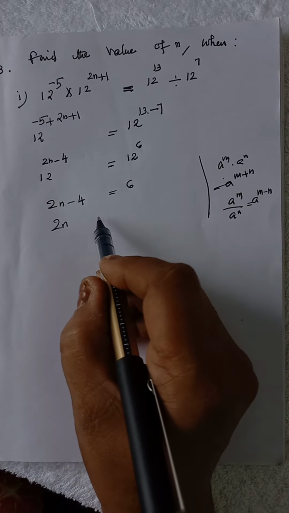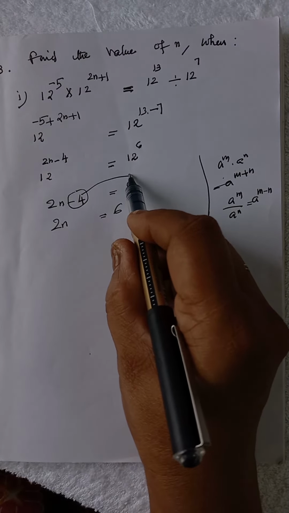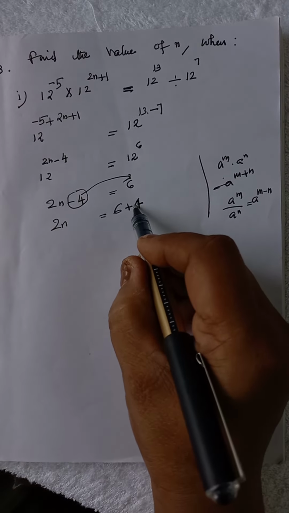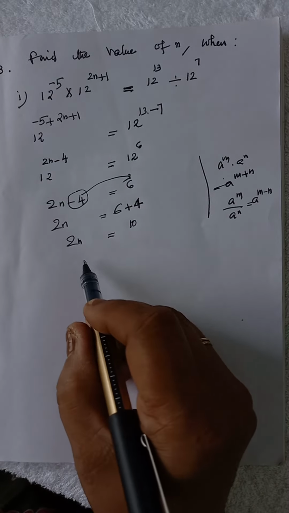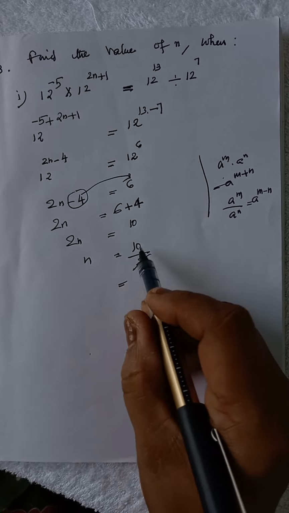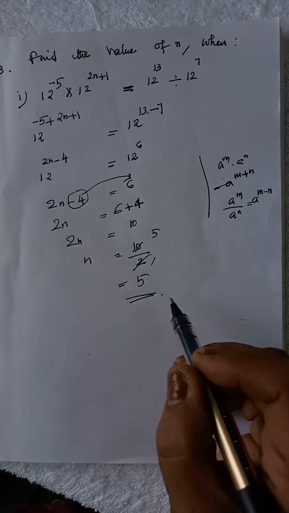So 2n is equal to 6, then this minus 4 we can take to the other side of the equal sign. So plus 4, the sign will change. So this is equal to 10. So 2n is 10. So n is equal to 10 by 2, that is equal to 5. So the value of n is 5.